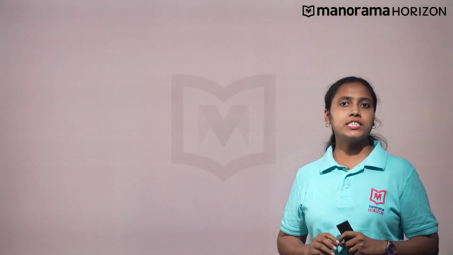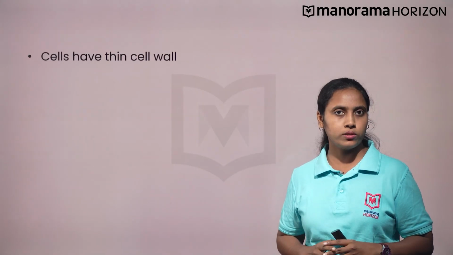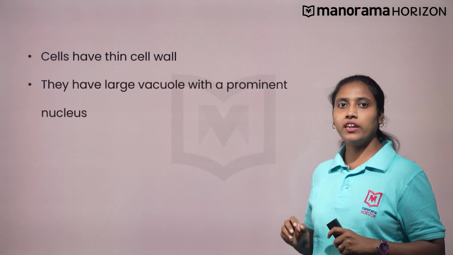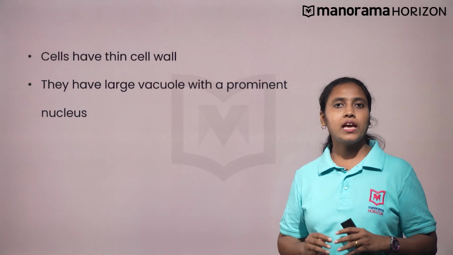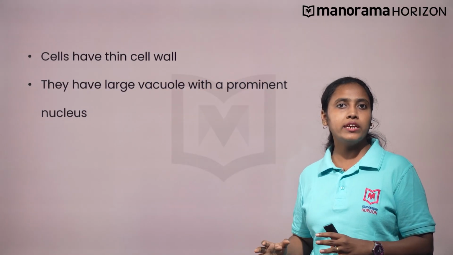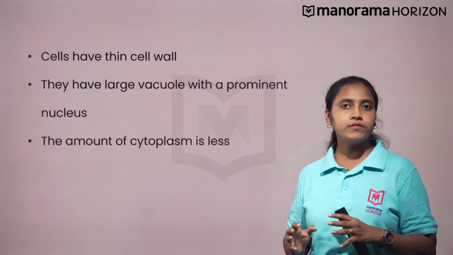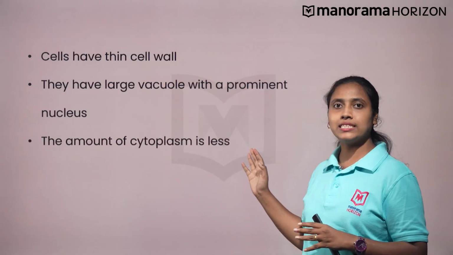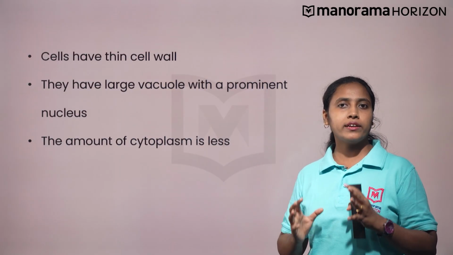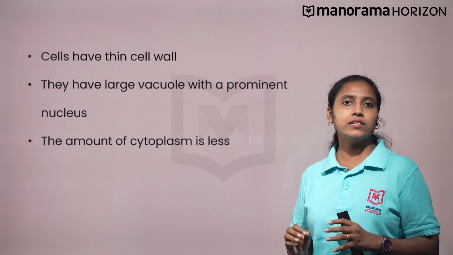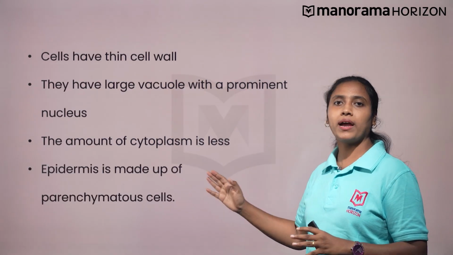The epidermal cells are single-layered with thin cell walls. They have large vacuoles with a prominent nucleus. As the vacuoles and nucleus occupy most of the space, the amount of cytoplasm is less in epidermal cells. All these cellular characteristics make clear that epidermis is made up of parenchymatous cells.